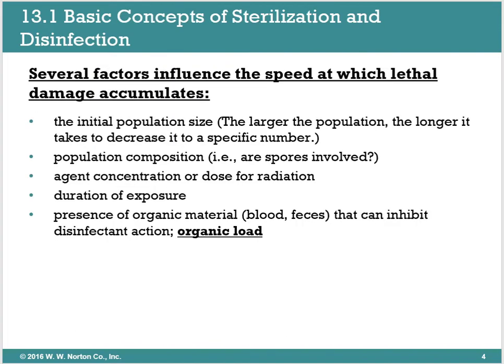Okay, so there are several factors that will influence the speed at which there is a lethal dose of medication. Some factors are what was the initial population size? Theoretically speaking, if you have a larger population, the longer it's going to take for it to decrease. And then also, what is the population composition? Is it spore-based or is it just cell-based? If it's spore-based, it's going to be a lot harder because spores are a lot sturdier. As well as the concentration of the medication, the duration of which you were exposed, and where is it present?